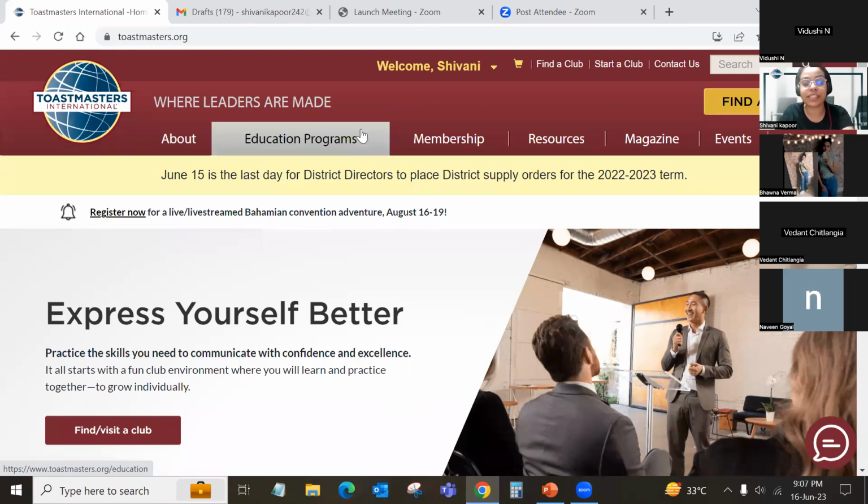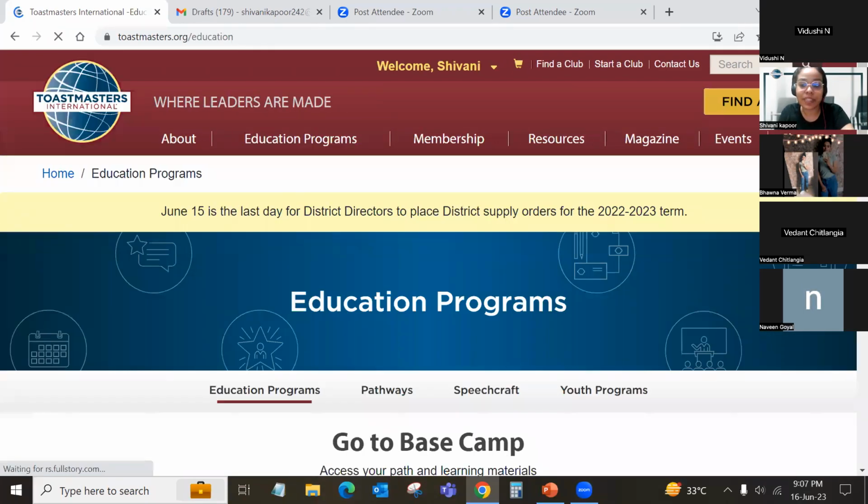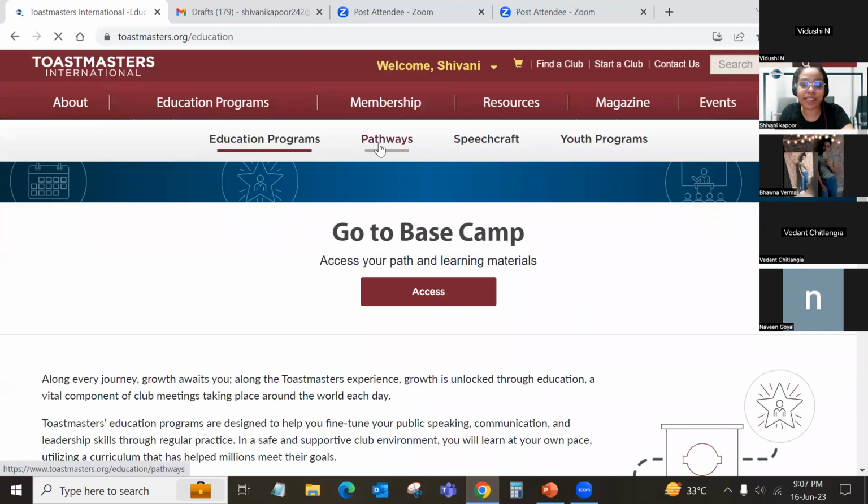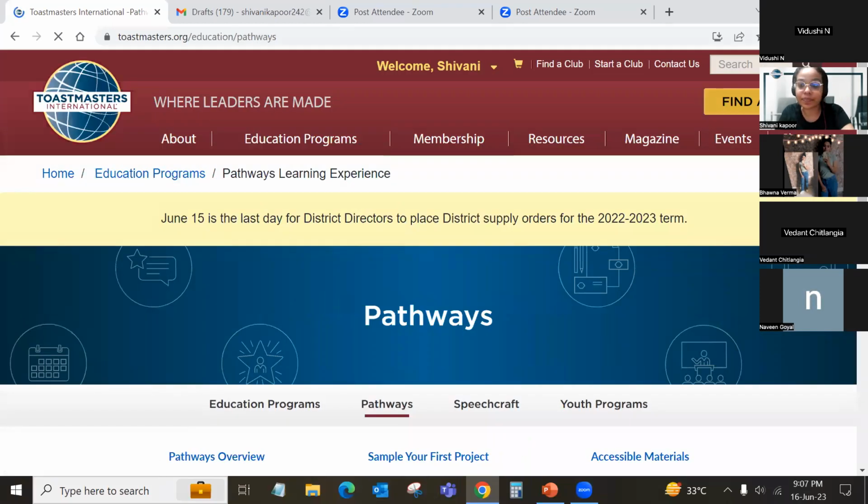The first step would be to check your email, set your password, and make sure you log in. Once you are logged in, you are a paid member, so you will have access. The next step is to go to Education Programs. The entire website is very user-friendly, and it's advisable to go through it and read as much as you can. To tell about Pathways, I'll go to Education Programs. There is Pathways. I'll click on Pathways.